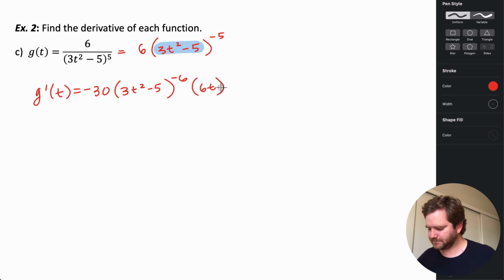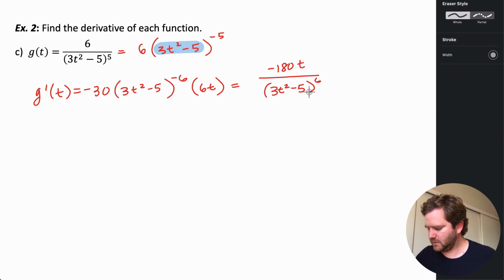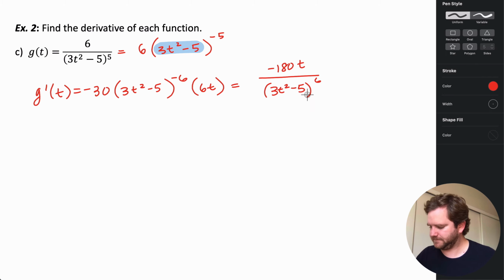So we have that. The negative 6 tells me I'm going to have a fraction. The negative 30 and the 6t are going to stay in my numerator. So 6 and 30, that's 180. So negative 180t divided by (3t squared minus 5), all of this to the 6th power in my denominator. And that would be the derivative of g.